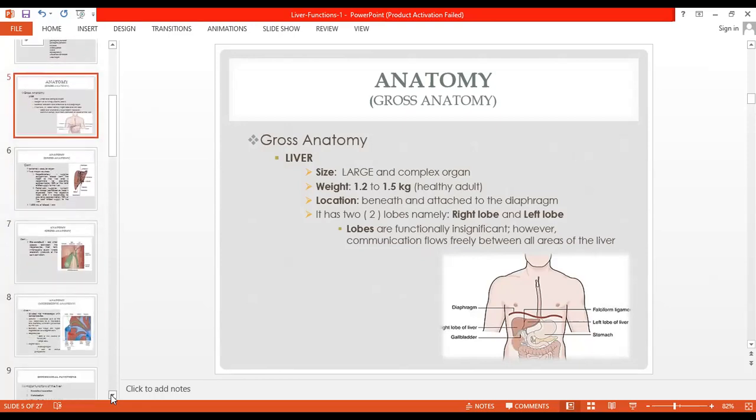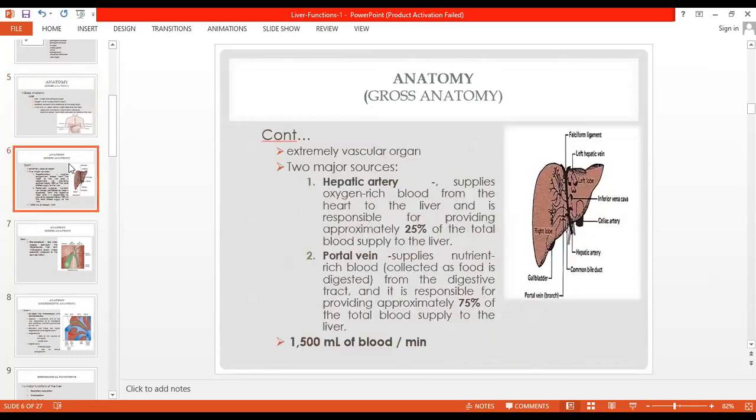So it is divided unequally into two lobes by the falciform ligament, the right lobe and the left lobe. The right lobe is approximately 6 times larger than the left lobe. The lobes are functionally insignificant. However, communication flows freely between all areas of the liver. Next.